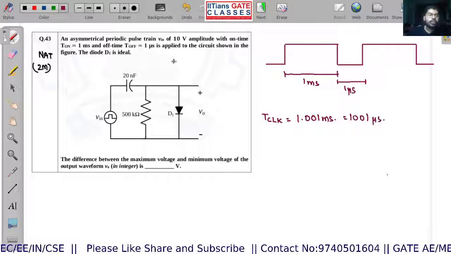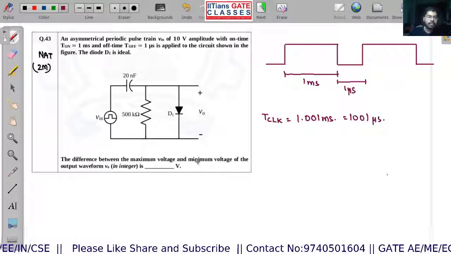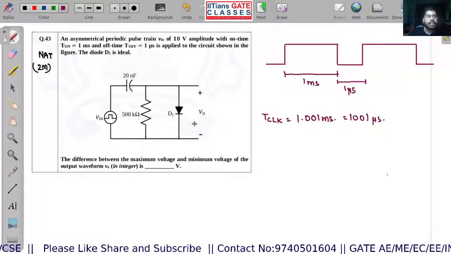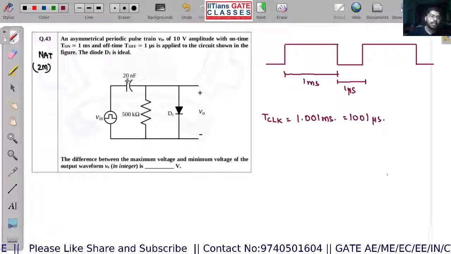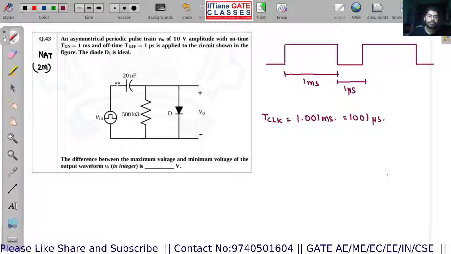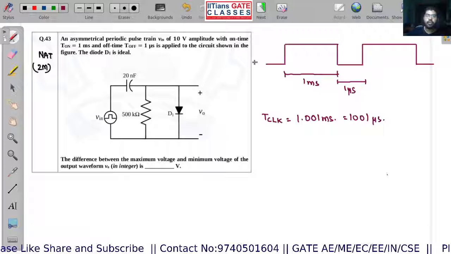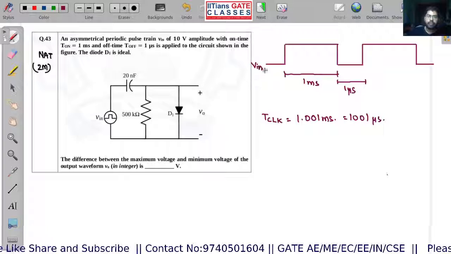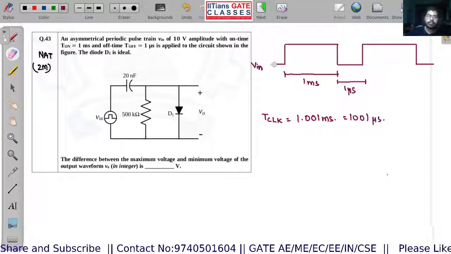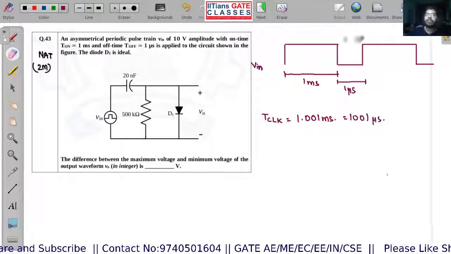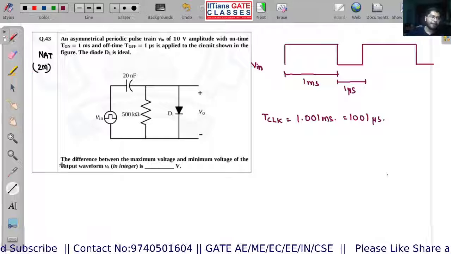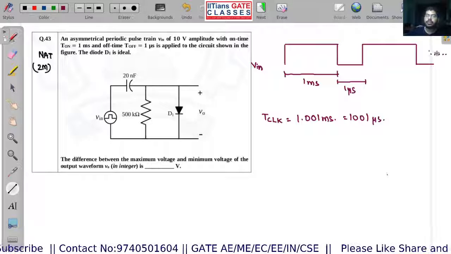So now the difference between the maximum voltage and minimum voltage of the output waveform, in integer, is asked. So in integer we need to write the answer. Okay, first let me calculate. So this is the input V in given. Suppose my input waveform is something like this I have given, and this is continuing henceforth.